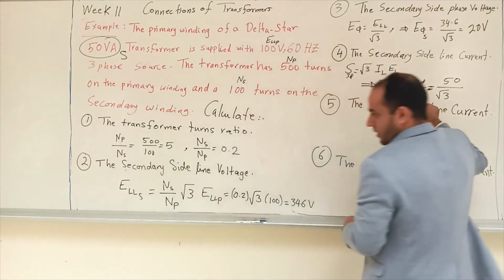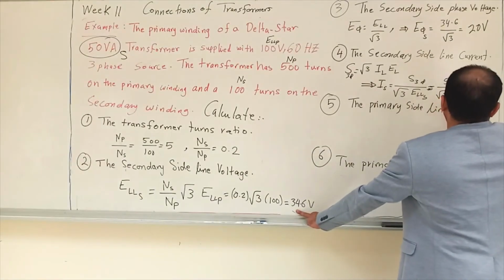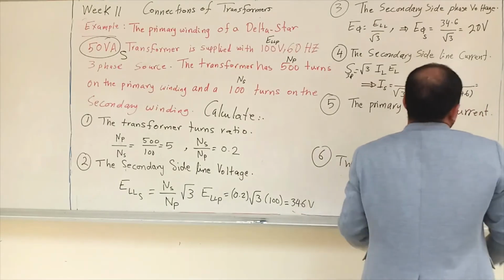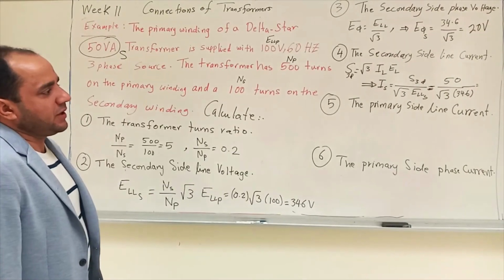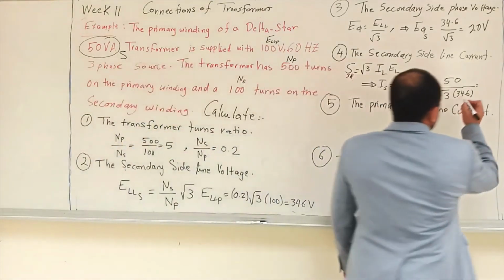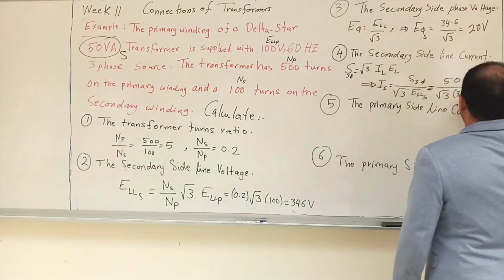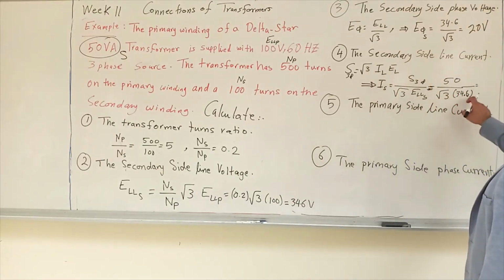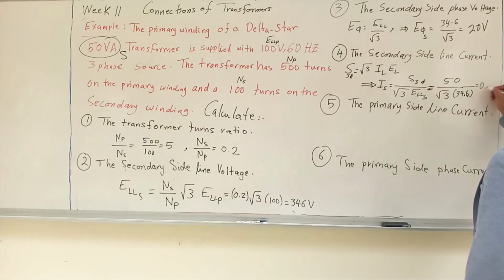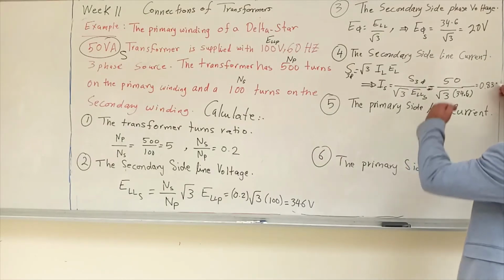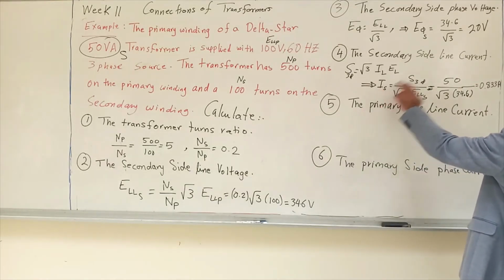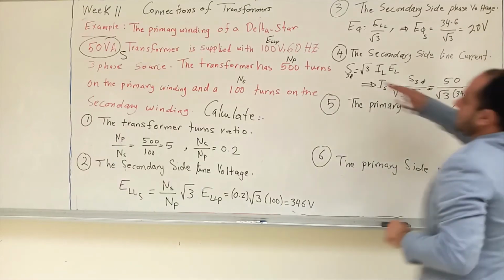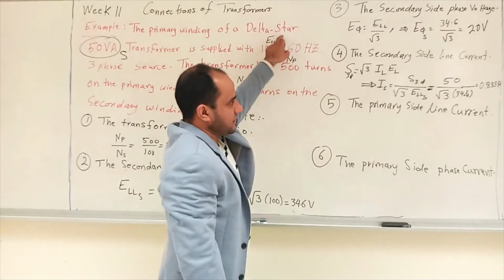We calculated this somewhere. That's line to line secondary, 34.6 volt, and this is 50 over root of 3 over 34.6. This should be less than 1, maybe 0.9, 0.8, so this is almost 0.833 ampere. So that's the secondary line current. That's the star, right? The secondary side is Y connection.